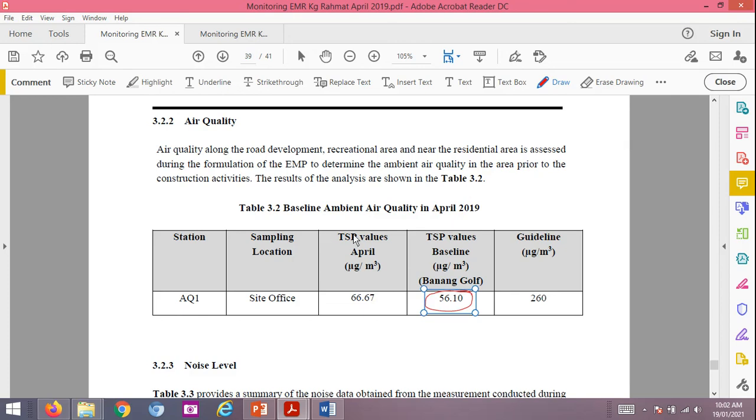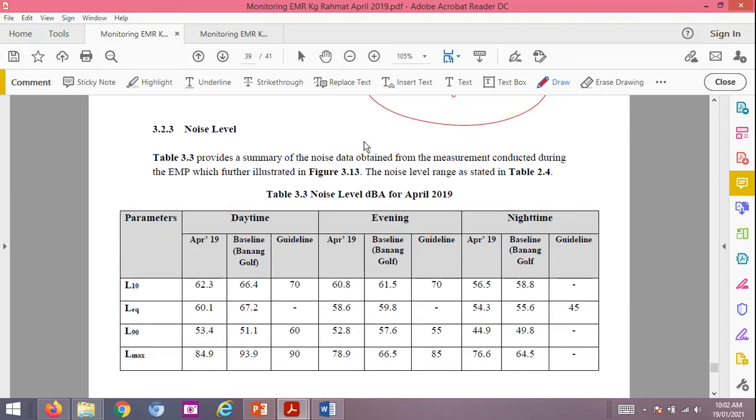So for TSP, this one is in April during the construction, so the level is 99.9. So it is higher than the baseline, but still lower than the guideline. So this is still okay, but there is a small effect on the environment. Okay, before it was 56, so after doing the construction it is higher than the baseline, but still lower than the guideline. So this is acceptable. And this is for the noise level.